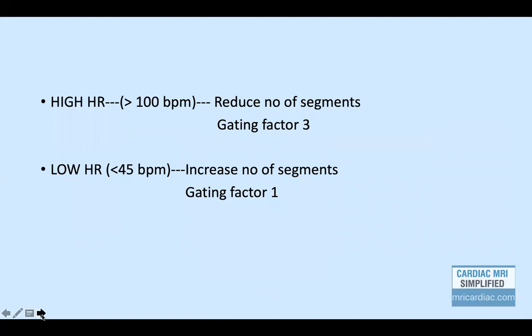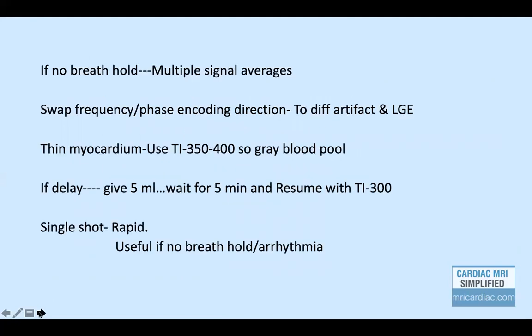So choosing the right TI value where there is adequate myocardial nulling is very crucial to appreciate any small focus of hyperenhancement. In case the patient has tachycardia, you can reduce the number of segments in LGE images, and in case of bradycardia, you can increase the number of segments. For LGE images, if there is no breath hold, switch over to multiple signal averages. Single shot images are very helpful, and even if there is no breath hold or the patient has certain arrhythmias, you can still get good quality images.